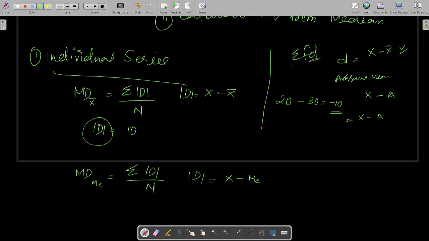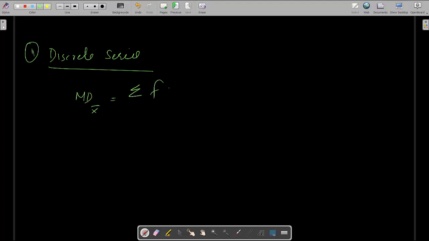Okay, similarly for mean as well. Now this is individual series. Clear? Now for the discrete series, again, the formula to find out mean deviation by mean is sigma f d by n.